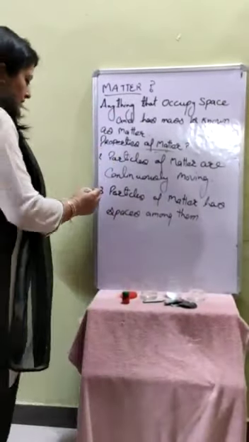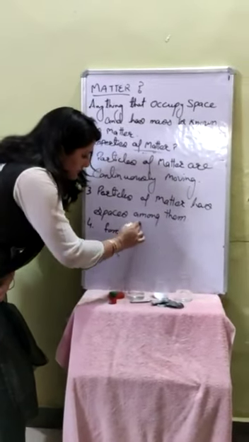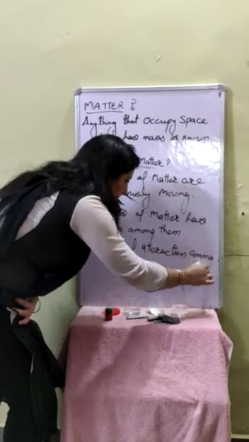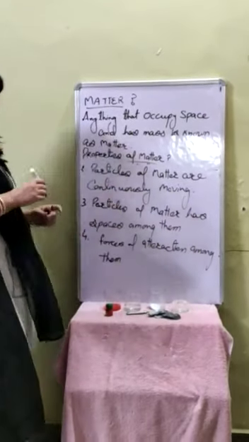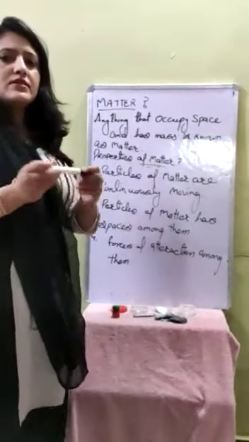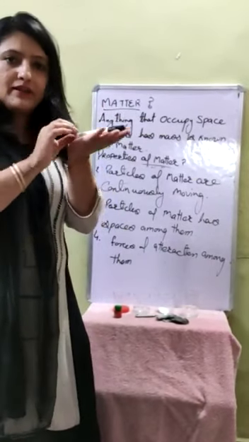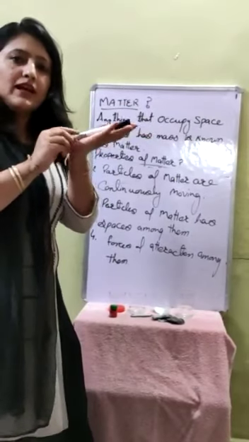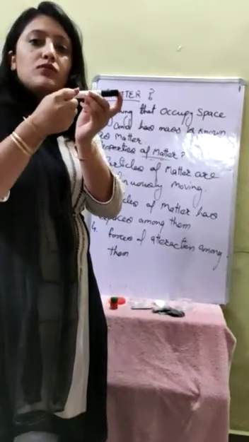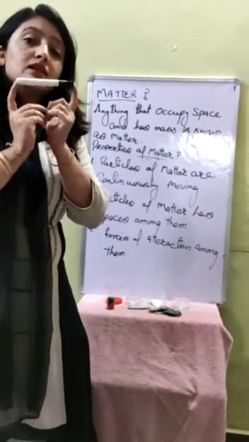Now, the next property is that the particles of matter have forces of attraction among them. For example, this is a solid, everyone knows. It has particles. It is matter, it has mass and it is occupying space also. The particles are combined together with strong forces of attraction. That's why it is a solid. So we can say that the particles of matter have forces of attraction among them.